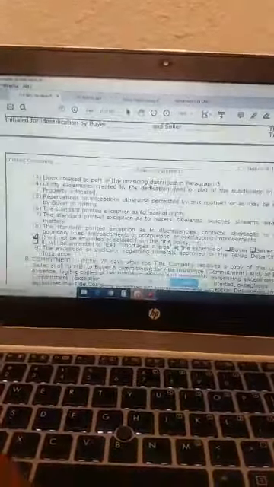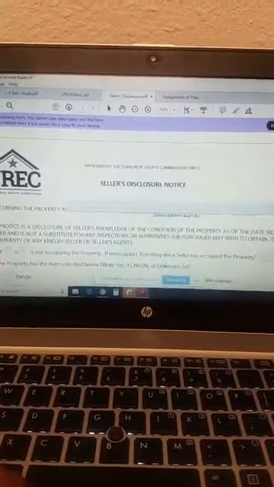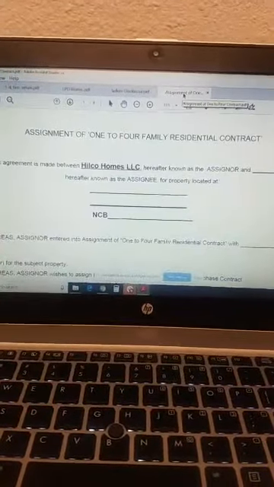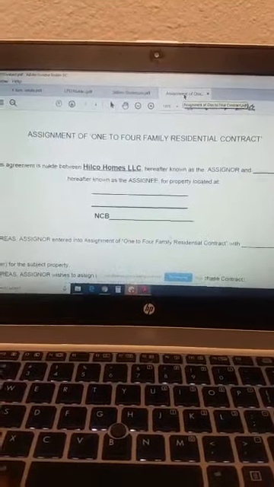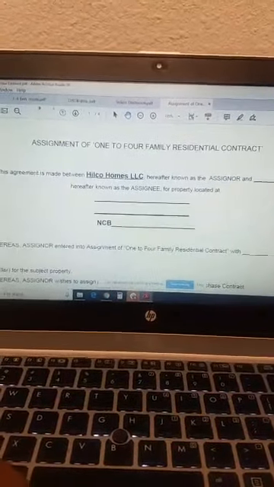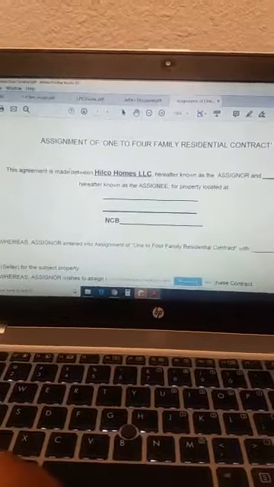So that's the 1 to 4, the lead paint disclosure we talked about already, very important. And then we moved on to the seller disclosure notice, and the last thing was assignment of contract. So these are the main pages you need. If you have these 4, you're in good shape to go ahead and do your first wholesale deal.